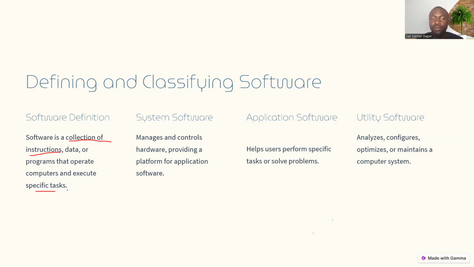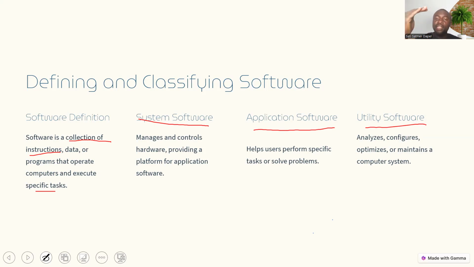Now, these softwares have different types. We have what we call the system software, the application software, and the utility software. Now, to understand fully the concept of these softwares, we need to know that the computer has different languages. It has what we call the machine language, the assembly language or low-level language, and then the high-level language. These languages, what are they? The language of the computer is just what the computer uses to understand the instructions given to it.